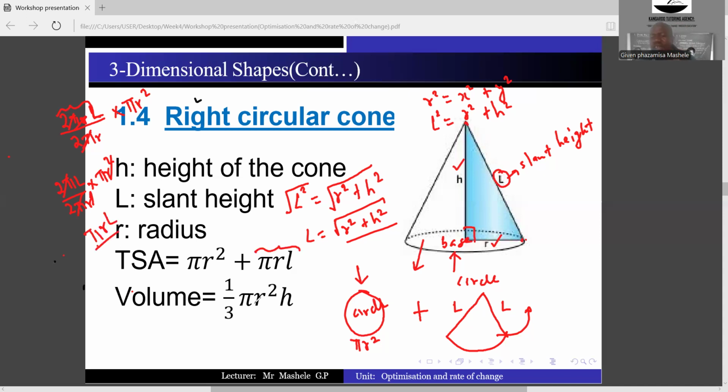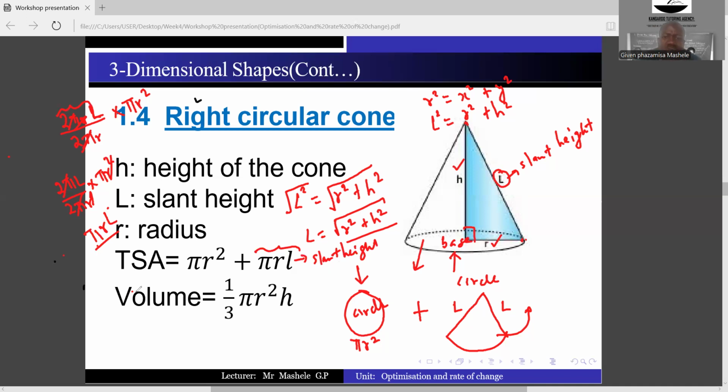But don't stress yourself about this, guys. If they give you a cone, usually they will give you the formula. So the total surface area of a cone is pi r squared plus pi r L. What does the L represent here? I apologize, guys, here I use the bigger L. It's still the same. The L here is our slant height. And to calculate the slant height, we use this theorem of Pythagoras.